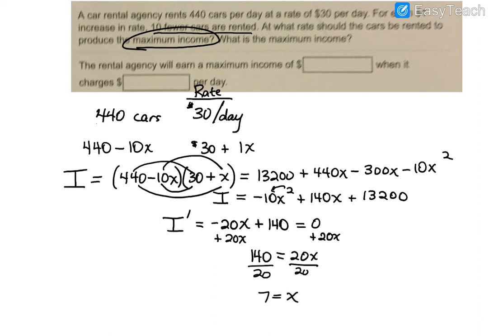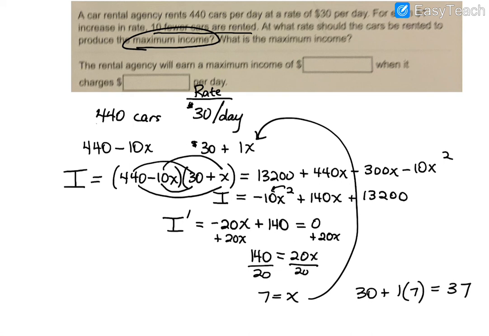So they're wanting to know what the maximum income will be and how much they're going to charge per day. If x is 7, and I come back to this rate right here, if it originally was $30 and I'm going to add 7 $1 increases, then that means my rent is going to be $37 per day.